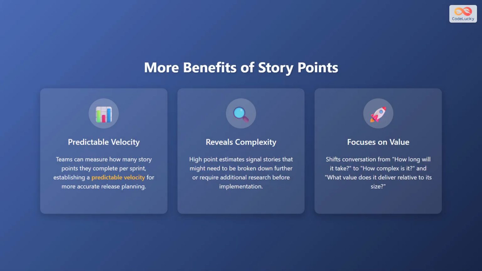There are even more benefits to using story points for estimation. They help establish a predictable velocity. Over time, teams can measure how many story points they complete per sprint, providing a baseline for more accurate release planning. They also reveal complexity, where high-point estimates can signal stories that need to be broken down further or require additional research before starting implementation.